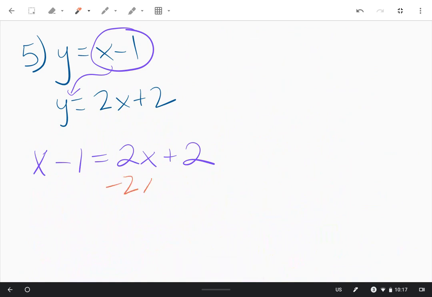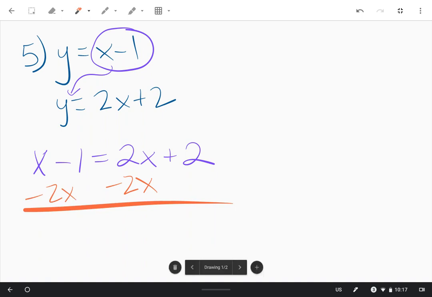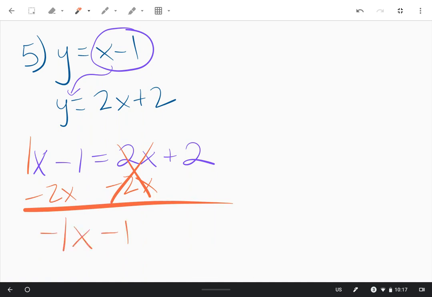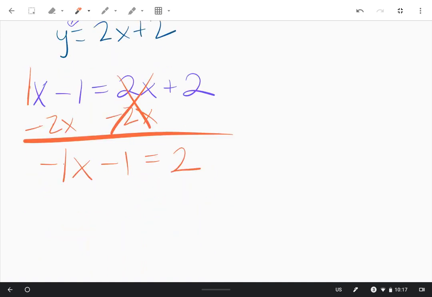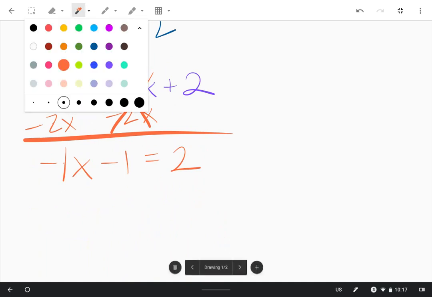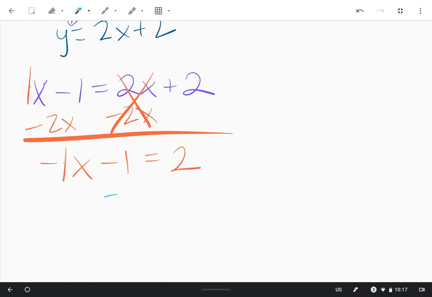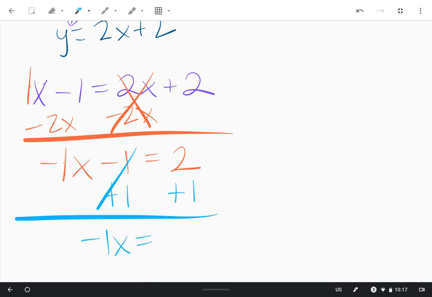So to do that, I'm going to subtract 2x from both sides. And that gives me x minus 2x. Well, first of all, that cancels out. This is an imaginary 1. X, 1 minus 2 is negative 1x. Minus 1 equals 2. I'm just working this out. 1x minus 2x makes negative 1x. Then I'm going to go and add 1 to both sides. Cancels that out. Negative 1x. 2 plus 1 is 3.